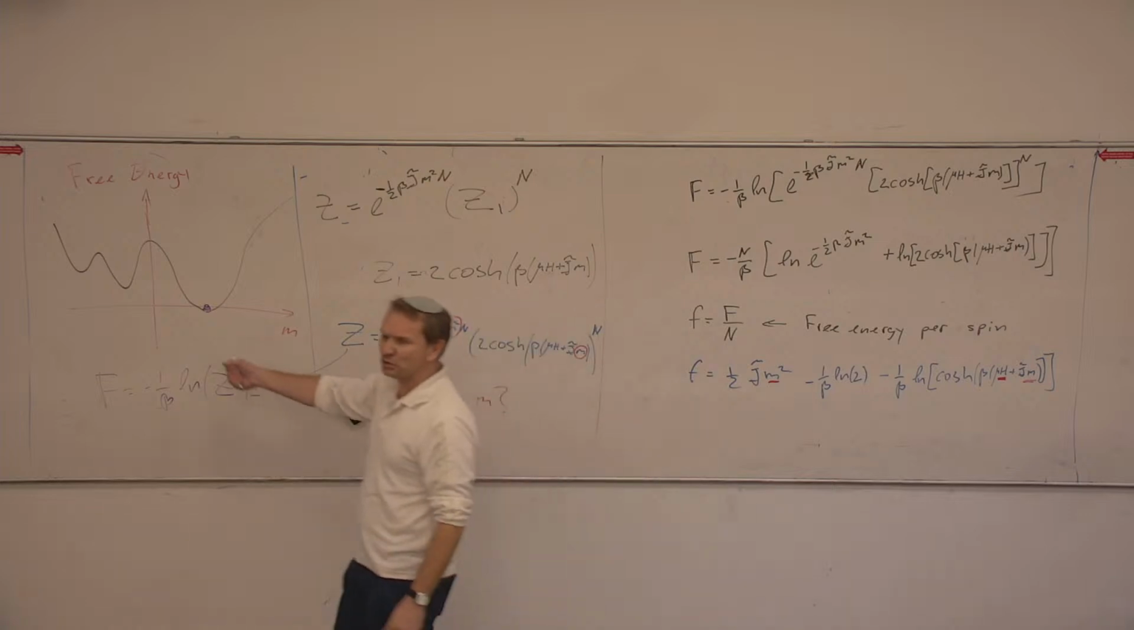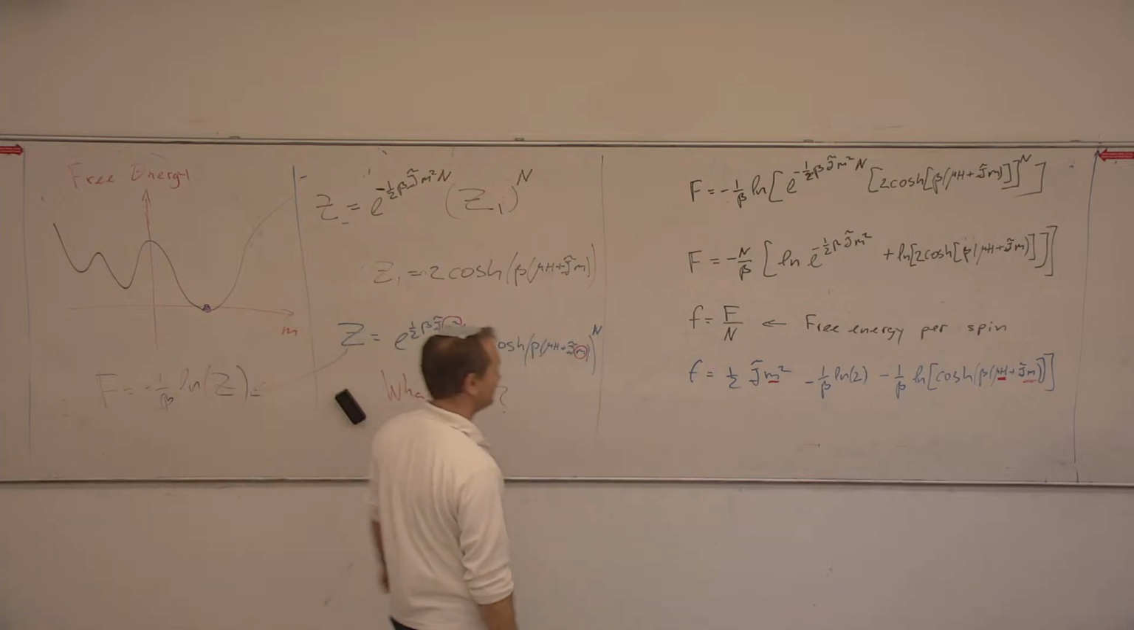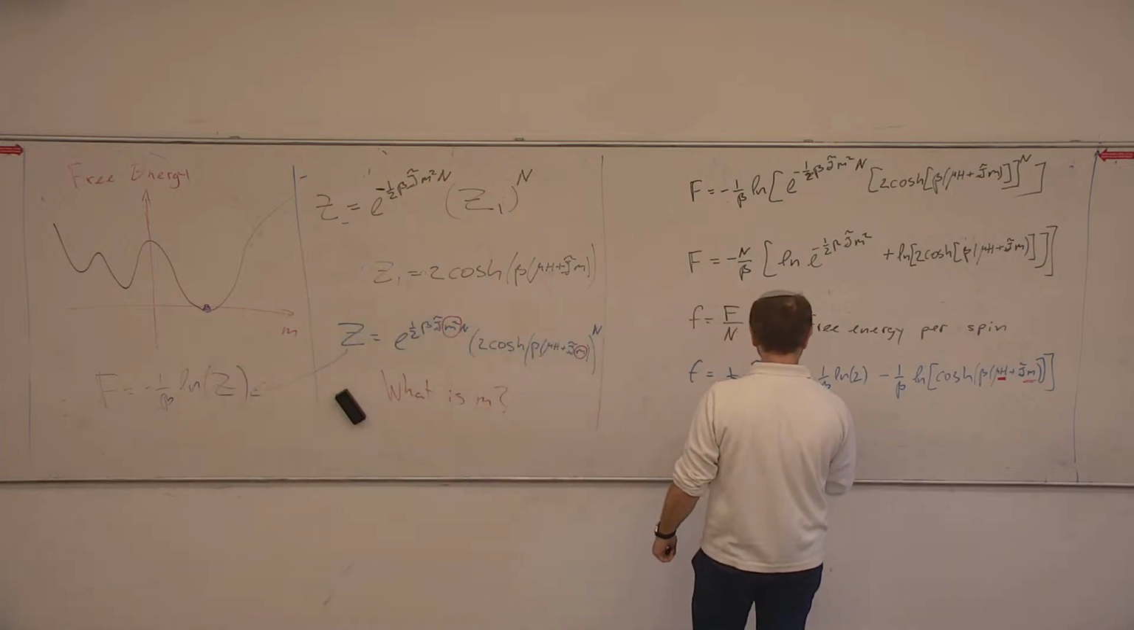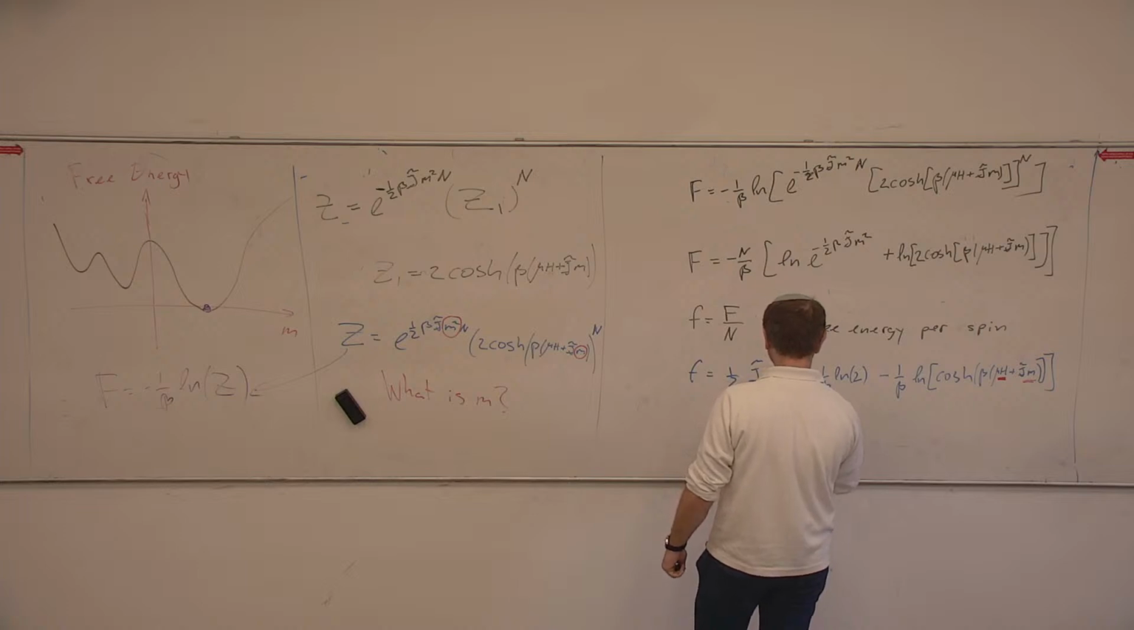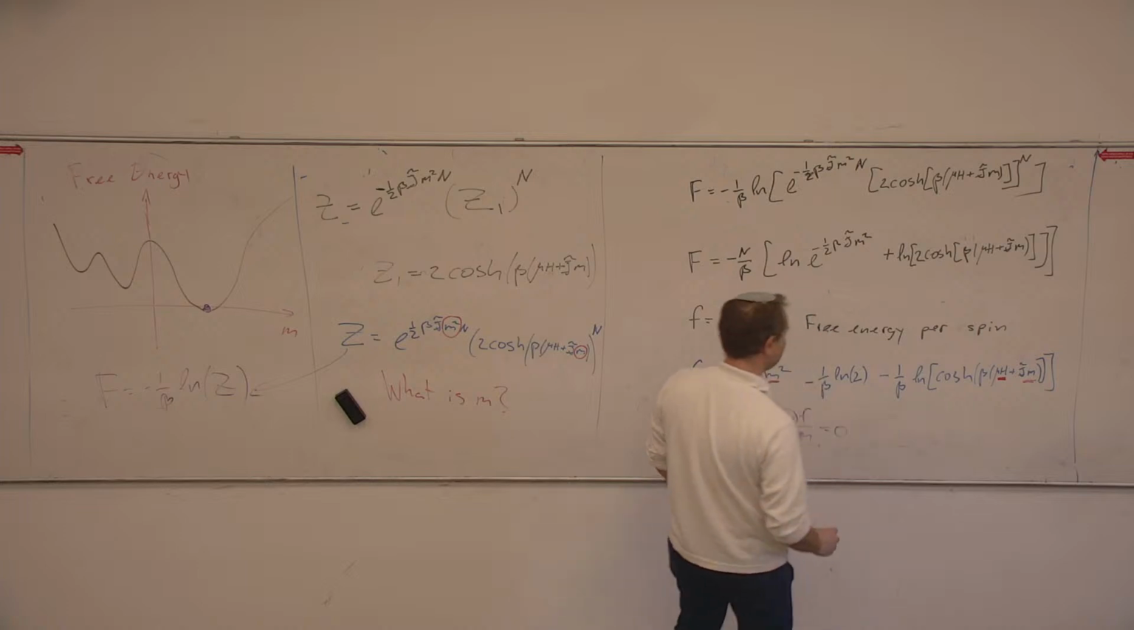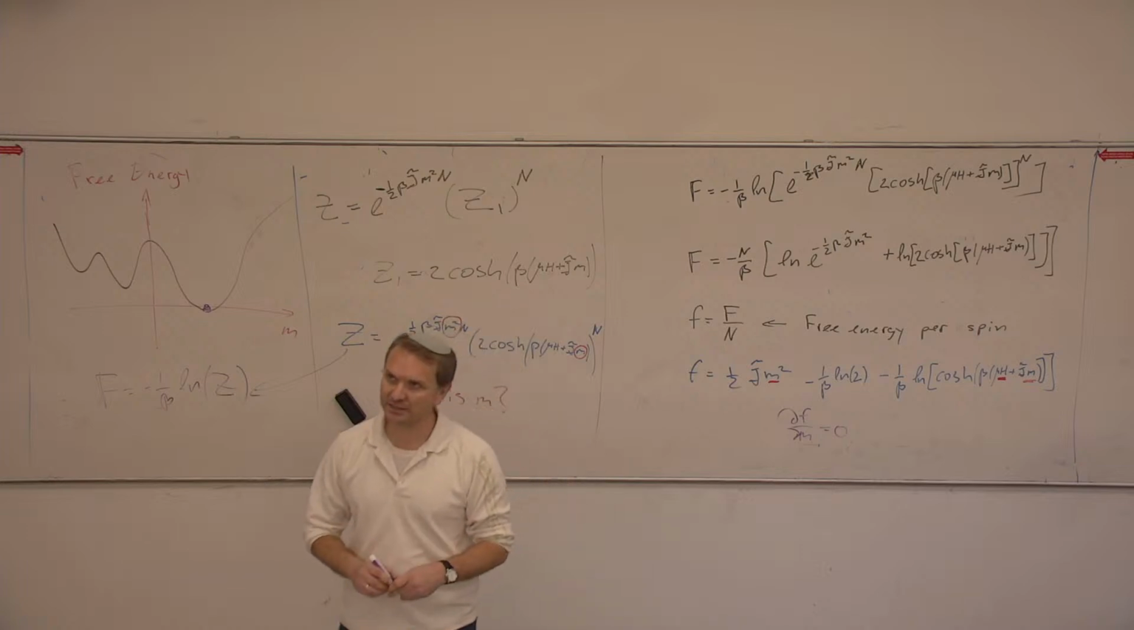Okay. So the question is how it's solved. According to this prescription, we find a minimum. So we have df over dm equals 0. That's the equation.